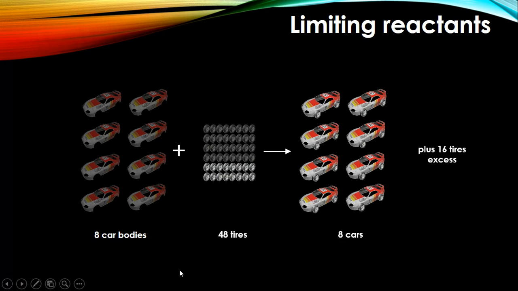So in this situation, we know that the car bodies are what limits us, right? If I had another car body, I have extra tires to make more cars. So this would be our limiting reactant, or the thing at the beginning that limits how much we can make. Okay, so this is if you wrote it as a formula: 1 car body plus 4 tires yields a car.